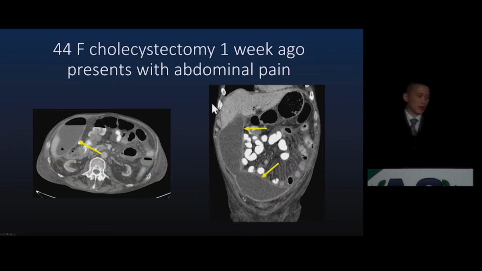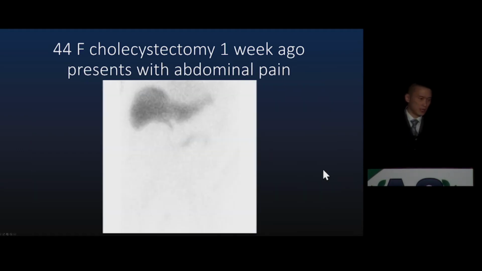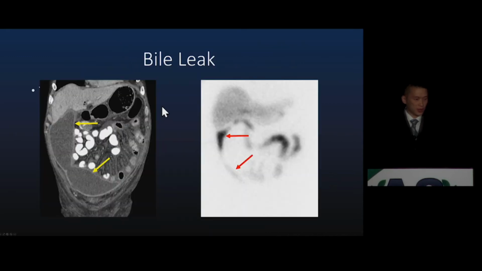So next patient, cholecystectomy, presents with abdominal pain. We do see this large collection in the subhepatic region extending down the right pericolic gutter. In order to confirm whether this is a bowel leak versus just some postoperative collection, this patient goes on to a HIDA scan. Here are the images. So as we go through, we see tracer start accumulating in the right upper quadrant right here. And upon further delay, the collection starts going down into the right pericolic gutter. So putting these images together, this is a bowel leak.